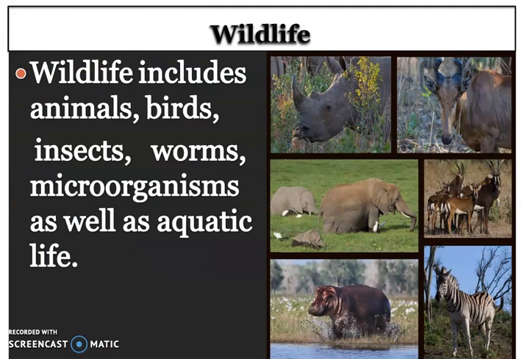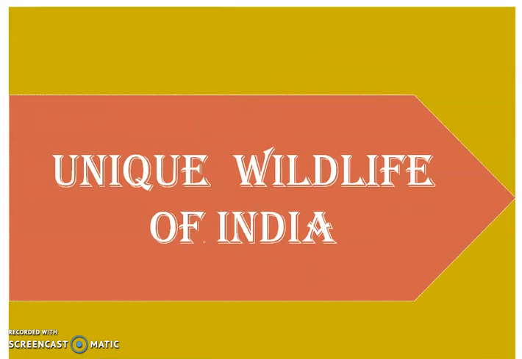Then moving to the next topic, wildlife. What is wildlife? Wildlife includes animals, birds, insects, worms, microorganisms, as well as aquatic life. They can be found in deserts, forests, grasslands, tundra, and almost everywhere. Let's see some of the unique wildlife found in it.